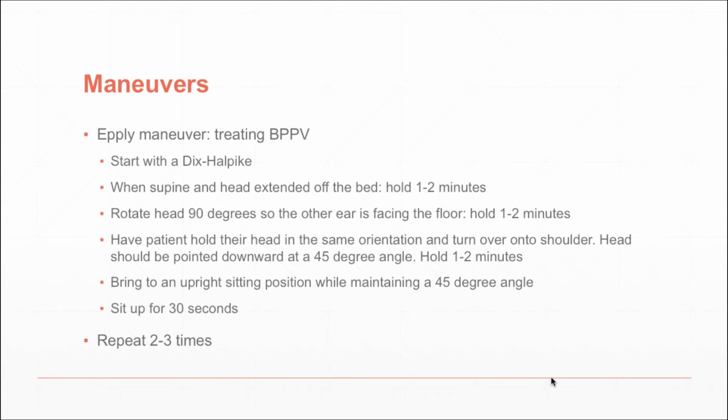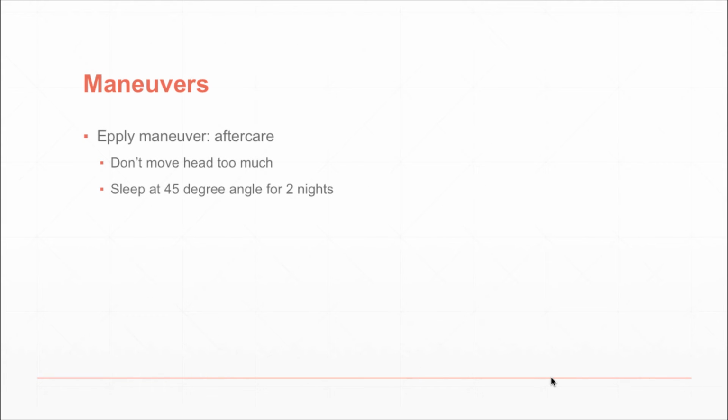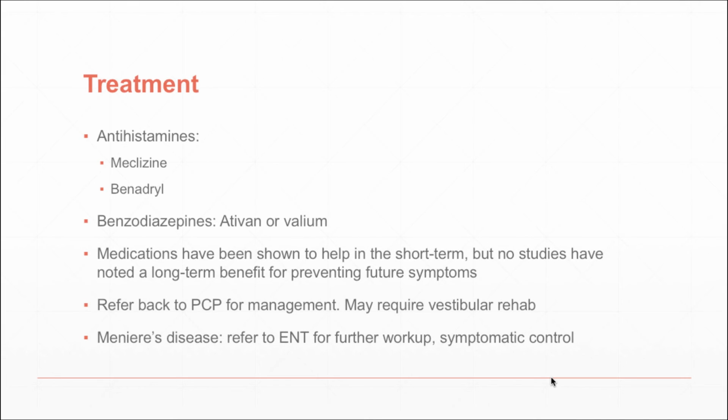Dix-Hallpike is for diagnosing a benign peripheral vertigo. The Epley maneuver is for actually treating it. It helps move the otolith out. Aftercare, we don't really think about this too much, but apparently a lot of people actually advocate for putting the patient in a soft collar. I don't know if that's really necessary, but tell them not to move their head too much, and they're technically supposed to sleep at a 45-degree angle for the next 2 nights. Again, not a lot of people are going to be able to do this.